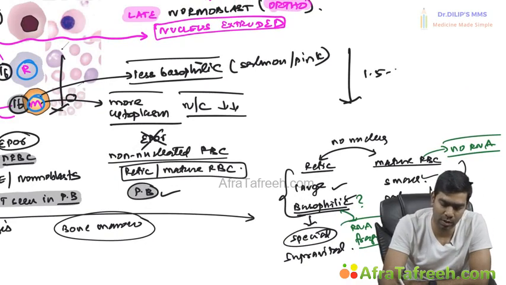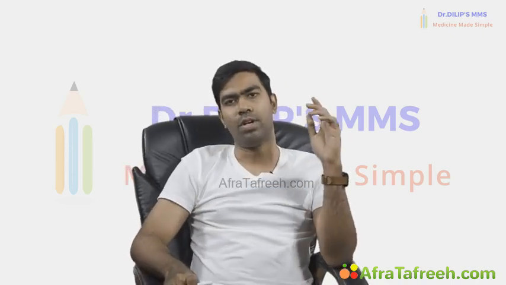how long is it going to take? It's going to take approximately 1.5 to 2 days. Again, very important numbers. 1.5 to 2 days is the time taken for a reticulocyte to become a mature RBC. The total duration from proerythroblast to mature RBC is approximately 5 to 7 days.